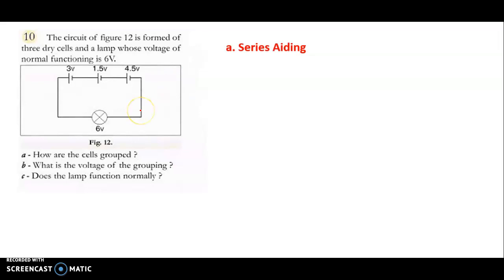Now the circuit of figure 12 is formed of 3 dry cells and a lamp whose voltage of normal functioning is 6 volt. How are the cells grouped? As long as the negative is connected to the positive, the negative connected to the positive, this is series aiding. What is the voltage of the grouping? We have to add them up. U grouping equals 3 volt plus 1.5 volt plus 4.5 volt equals 9 volt.